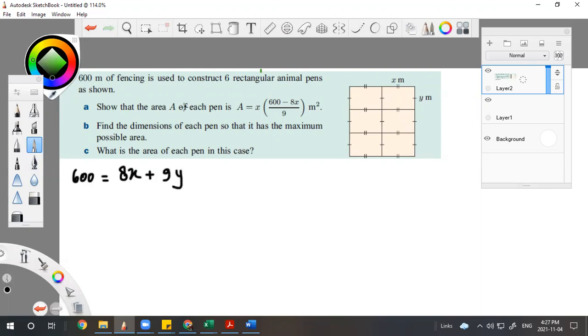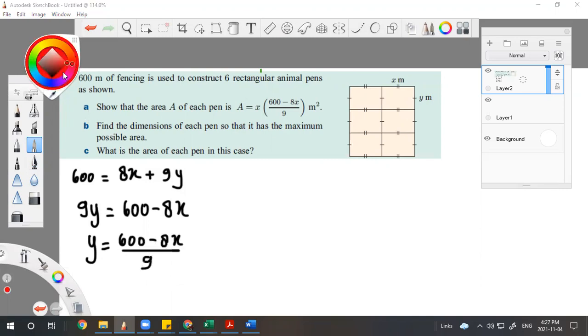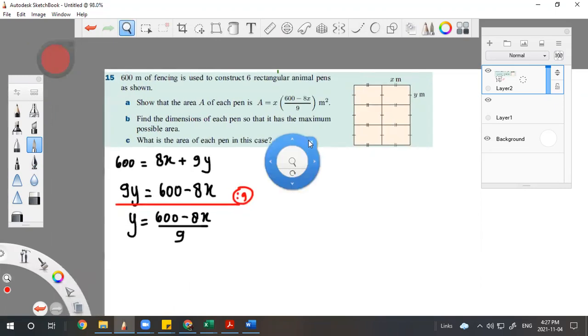Show that the area of each pen is x times blah, blah, blah. So you have to change the y, right? Why do you have to change this? Because the y is not given in question A. So I can write 9y equals 600 subtract 8x, and then simplify further. y equals 600 minus 8x over 9. You move the 9 to the right side, it becomes divided by 9. So the area of the pens is proven easily.